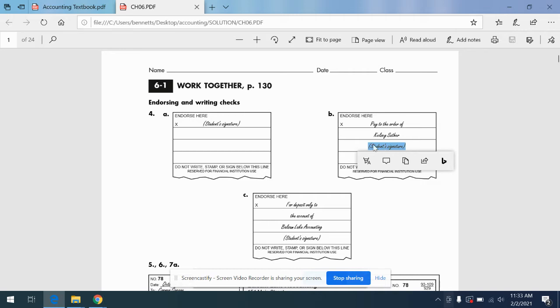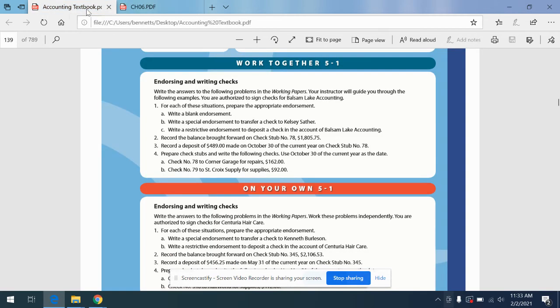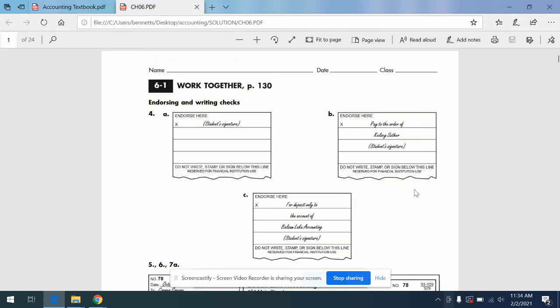Okay. Keon Staples, are you out there? All right. In part 1C, okay, Keon, can you read part C? Excellent. All right. So, Keon, in order to write the restrictive endorsement, okay, it says for deposit only to the account of Balsam Lake Accounting. Do you see that?